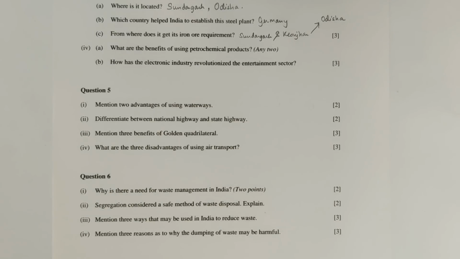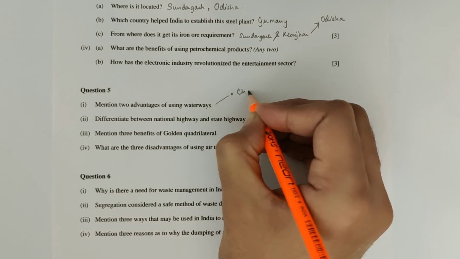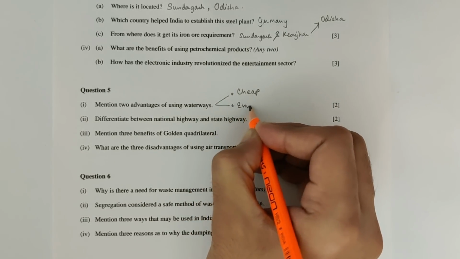Moving on to question number 5, which is the question from transport. Part 1. You have to mention 2 advantages of using waterways. First of all, it is cheap, and secondly, it is environment friendly.